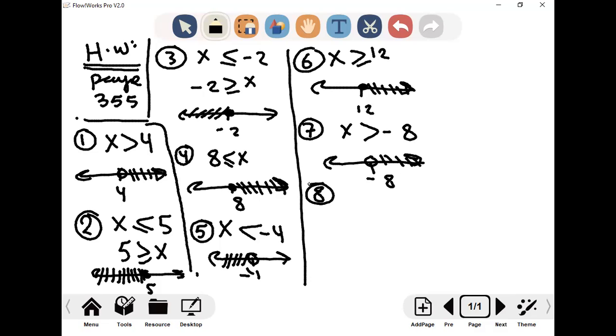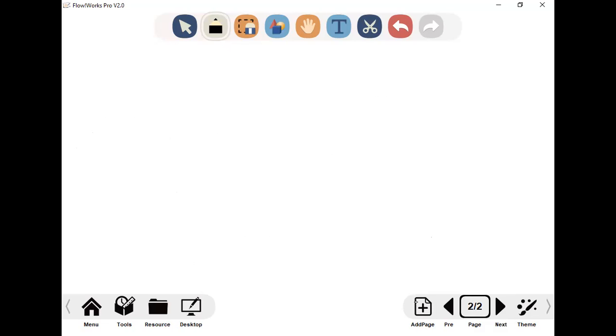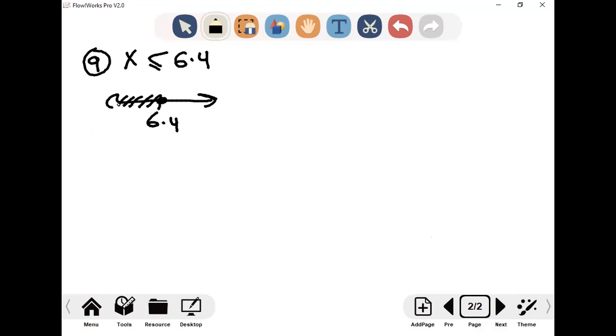Question 8. X less than 15. Open circle on 15 to the left, right? Question 9. X less than or equal 6.4. This is 6.4. Close circle to the right.